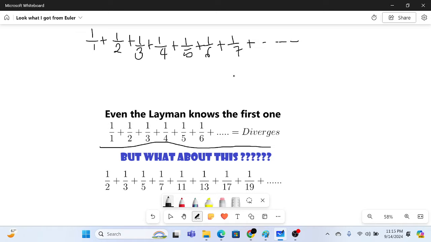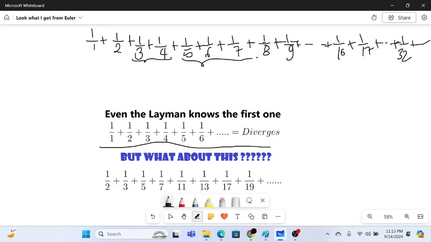Right. Now what I will do is I will group these terms. The first two terms, well, let me write quite a few: 1 by 8, 1 by 9 up to 1 by 16, plus 1 by 17 up to 1 by 32, and then it goes on. Now I will group these as two terms, 4 terms, and then over here 8 terms, 16 terms, and then 32 terms, and so on.